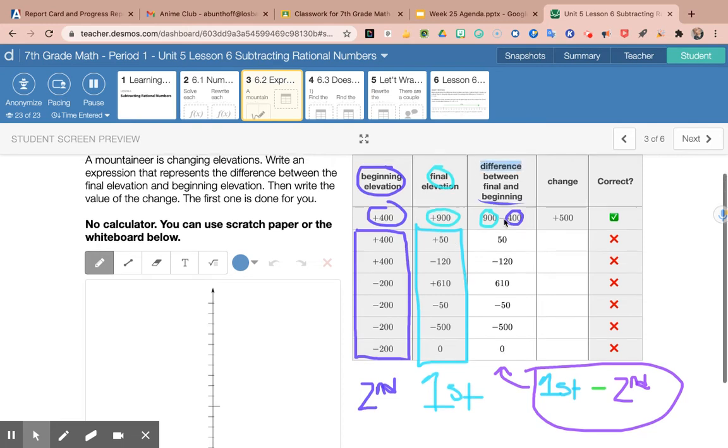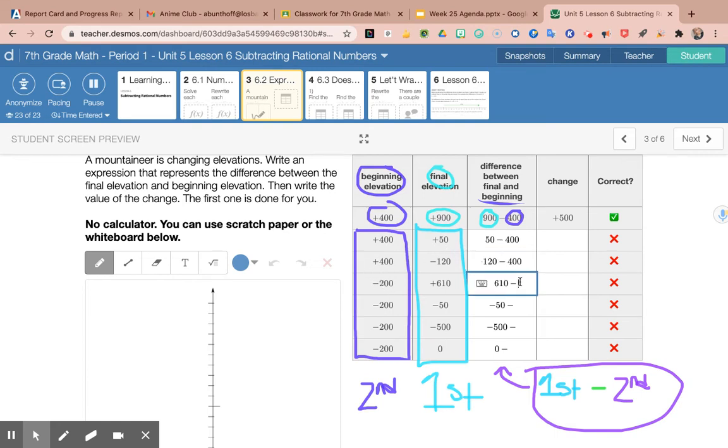It says difference, so I'm going to subtract. So I'm going to put a subtraction sign after all of these. And then the second number is going to go next. So notice that these ones are positive, these ones are negative. So positive 400, I can just put 400. I can put a plus if I want, but it's pretty much regular 400. This one's 400 as well.